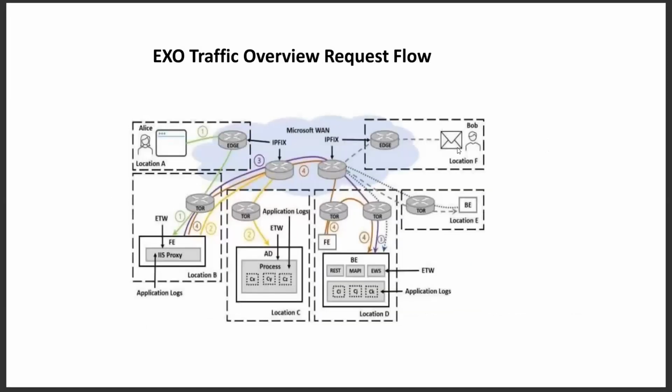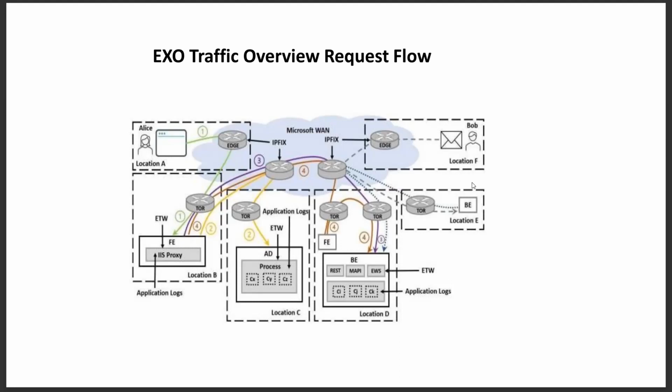Here we have the EXO traffic overview and request flow. Let us understand this with a very simple example. In this scenario, we have six locations: location A, location B, location C, location D, location E, and location F. Alice is at location A, and Bob is at location F.